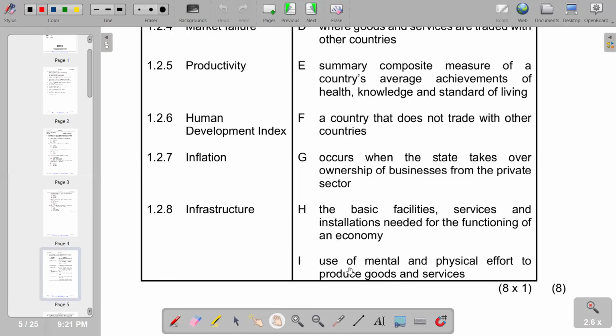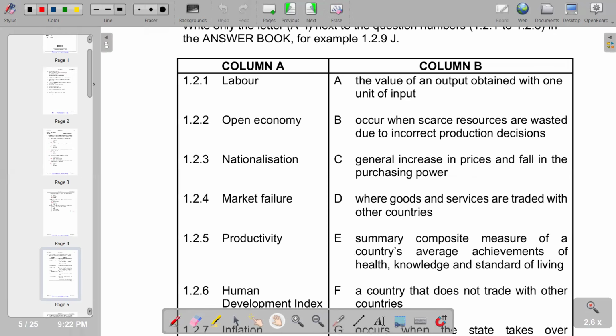But code I is the most appropriate: use of mental and physical effort to produce goods and services, which is the human effort. So we have got I as the correct response.